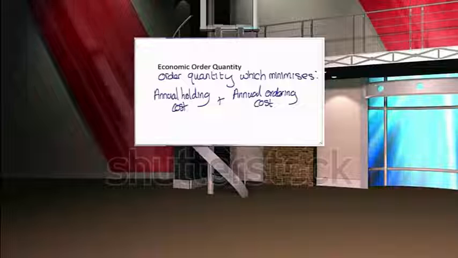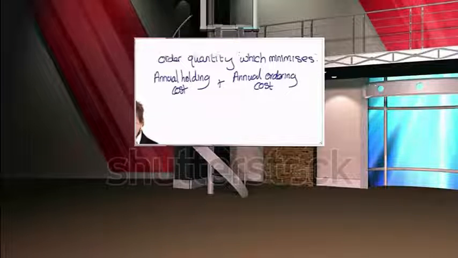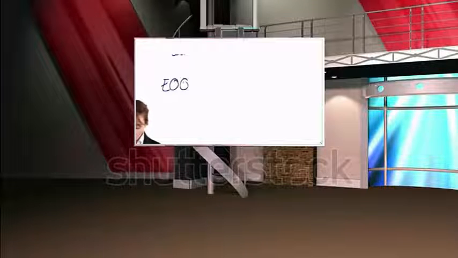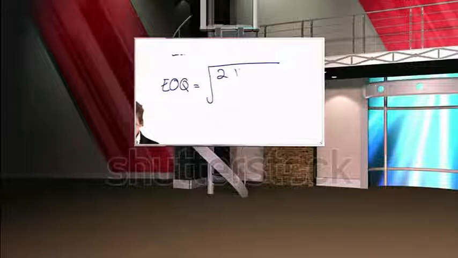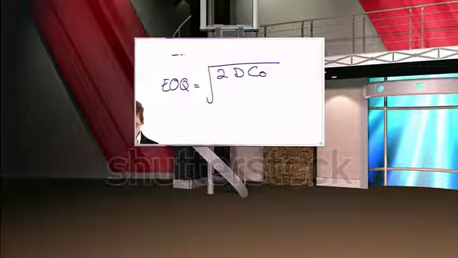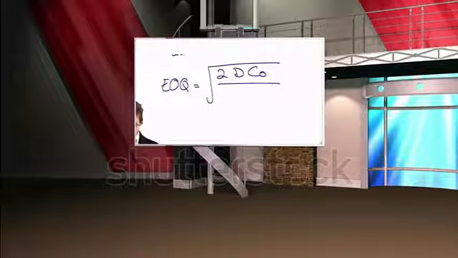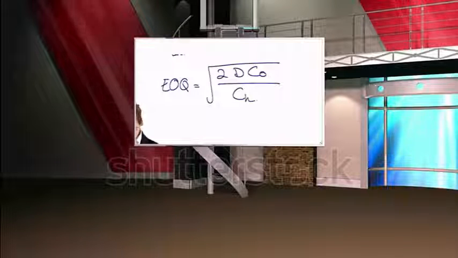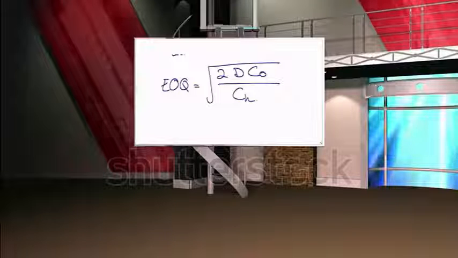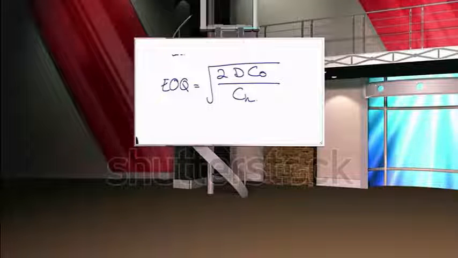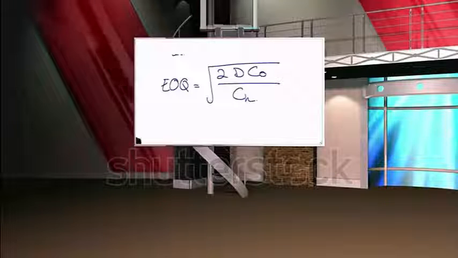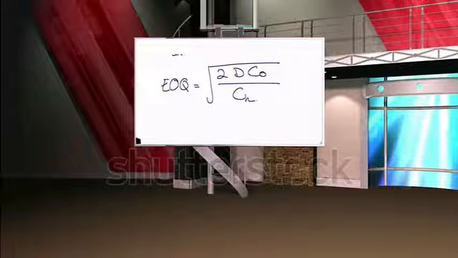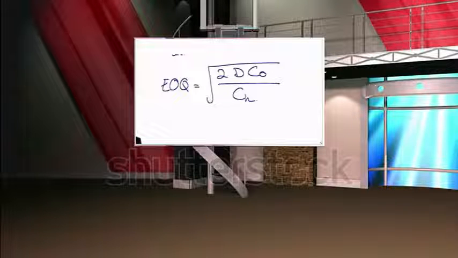And very good for us, in the F2 exam we will be given a formula to calculate the EOQ. So the EOQ is equal to the square root of 2 times the demand times the cost of placing one order divided by the cost of holding 1 unit per annum. Again, unlike the other formulae, this one will be given to you in the exam. So you do not need to learn the EOQ formula off by heart.